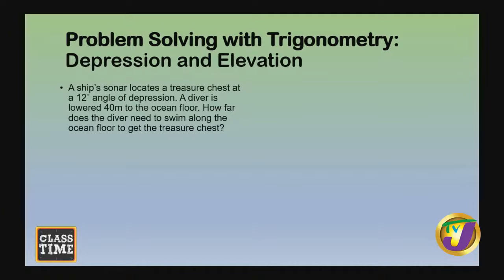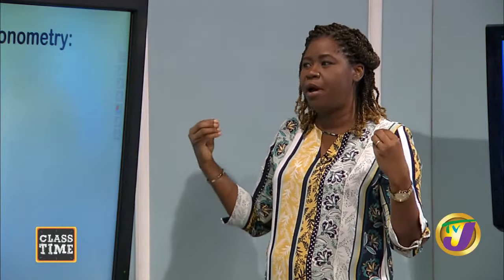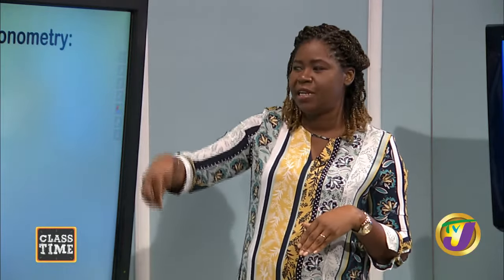So we have a ship's sonar located at a treasure chest at a 12 degrees angle of depression. A diver is lowered 40 meters to the ocean floor. We want to know how far the diver needs to swim along the ocean floor to get to the treasure chest. So there is the ship, and its sonar has picked up a treasure chest that is at an angle of depression of 12 degrees. So let's draw this.